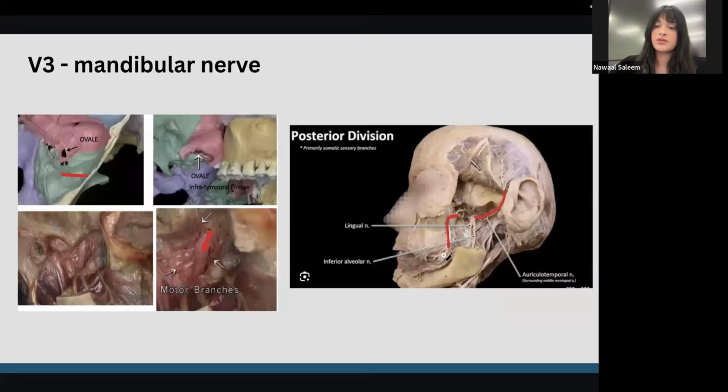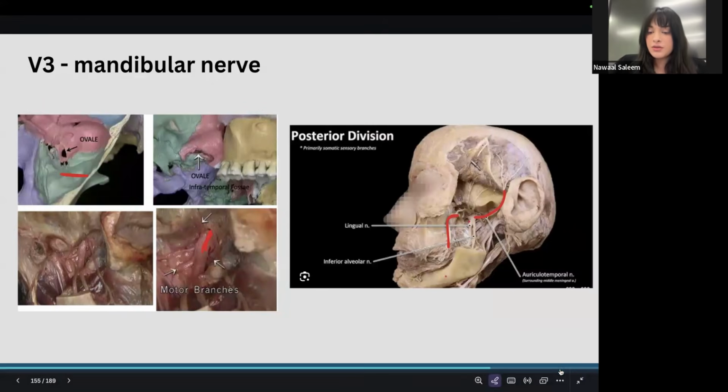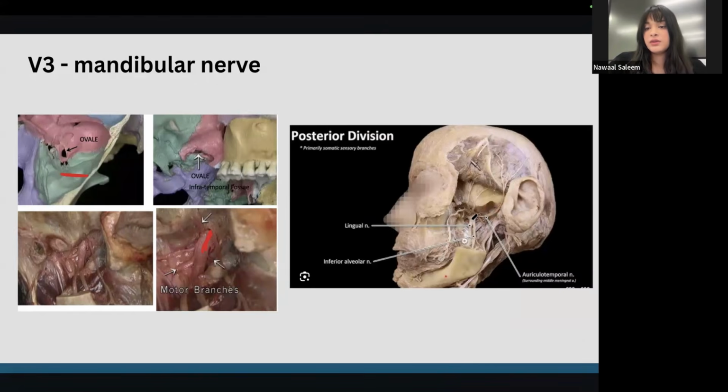So I guess if you want to learn, how do I erase this actually? Hold on, let me rephrase this. Okay. If you want to know what is anterior, you look for the buccal nerve, which is right there, and then you'll find the lingual nerve, and behind it you'll find the inferior alveolar, and then behind that you'll find the auriculotemporal going upward.